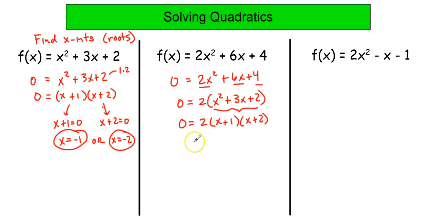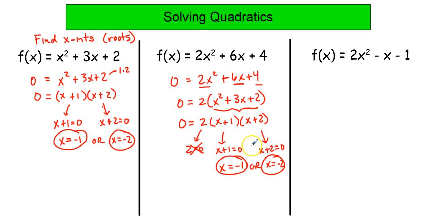That's all equal to 0, so we split it up using that zero product property. 2 equals 0 doesn't make any sense. It's not one of our solutions, but x plus 1 could be 0, or x plus 2 could be 0, and then go through and solve, and we get obviously the same solutions that we did for the first one. So -1 or -2. So that's the second type where you can pull the greatest common factor out first and then factor it.